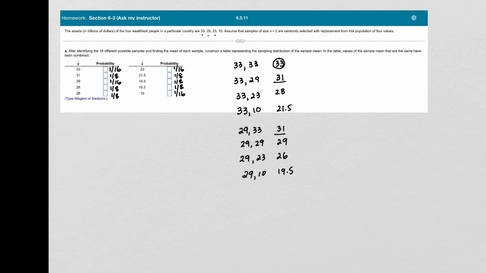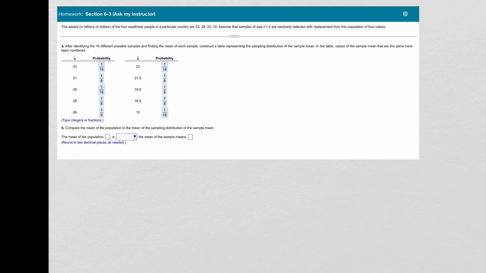So now let's take a look at what happens when we enter those and we see that we got the correct answer there. So now what we would do is calculate the mean of the population. And I did that and I got 23.75. So I just added up the four numbers and divided by 4. So that's the population mean, mu. And that is equal to the mean of the sample means.